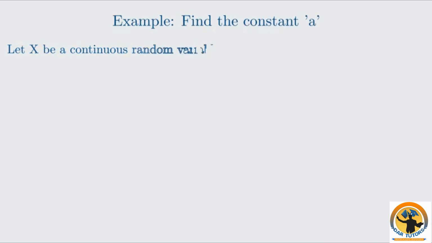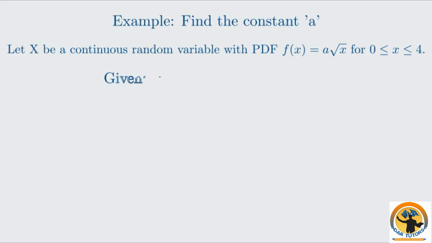Sometimes, you'll be given a function with an unknown constant. Your first task is often to find this constant. Let's work through an example from the textbook. Exercise 28a, question 4. We have the probability density function f of x equals a times the square root of x for x between 0 and 4. Our goal is to find the value of a.